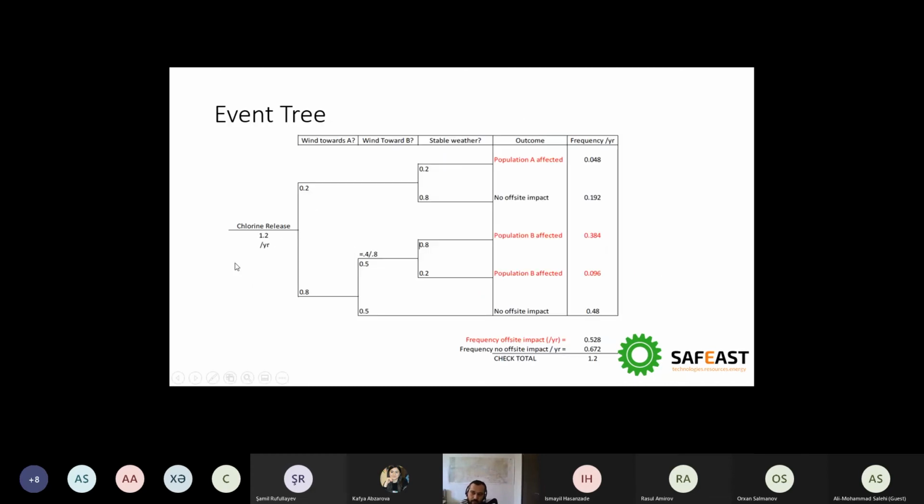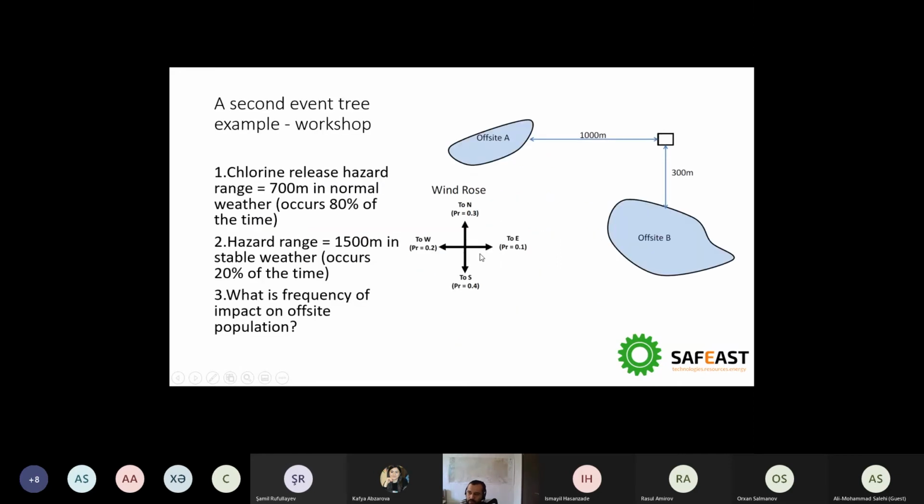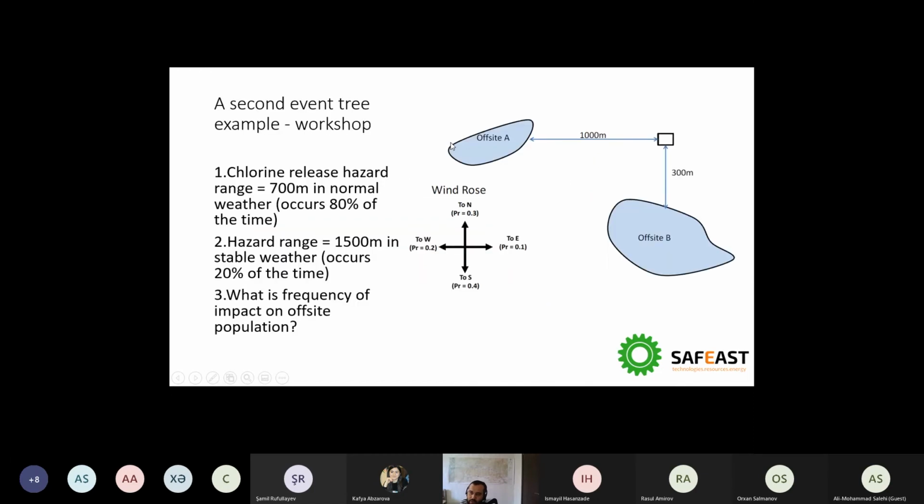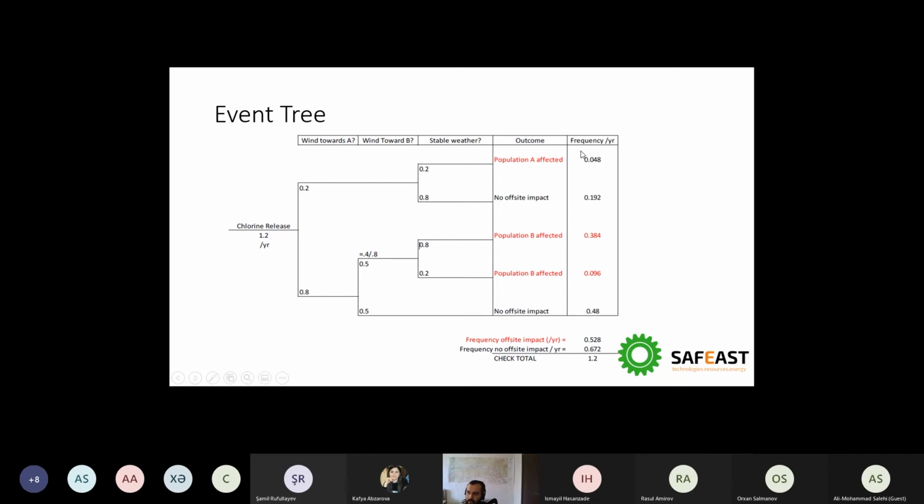So chlorine release 1.2 per year, wind towards A. From the wind rose, it is 0.2, and wind towards B 0.5. Then stable weather. Because each weather has a different hazard range, basically you can see this is the frequency population A affected, frequency no site impact, and frequency population B affected. And again, if you sum all of them together, it should give you the initial frequency.